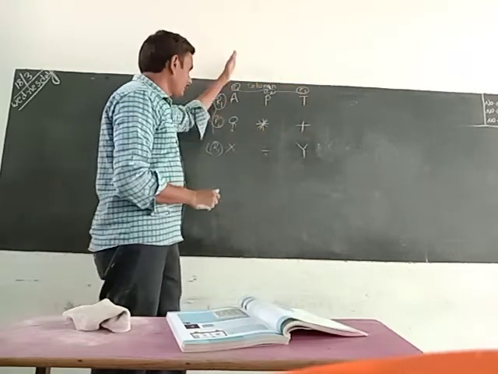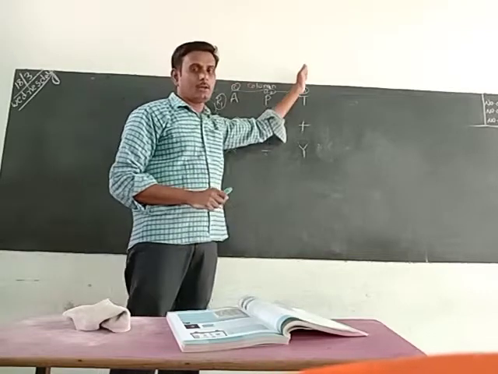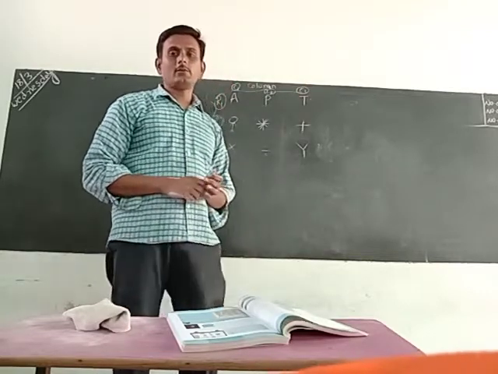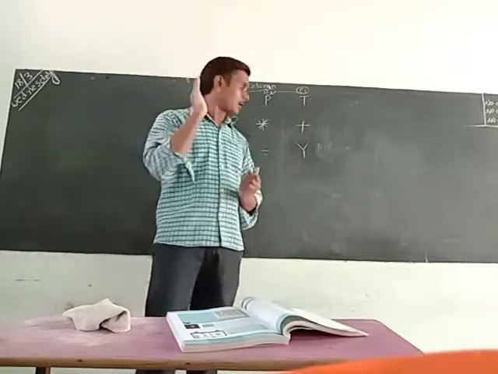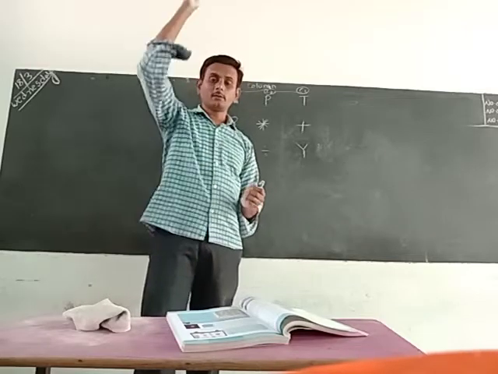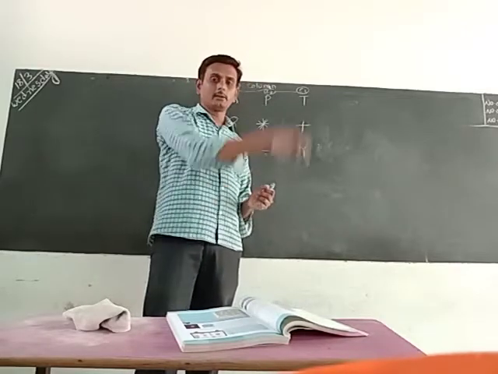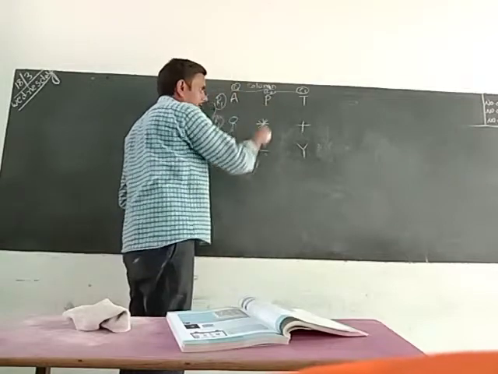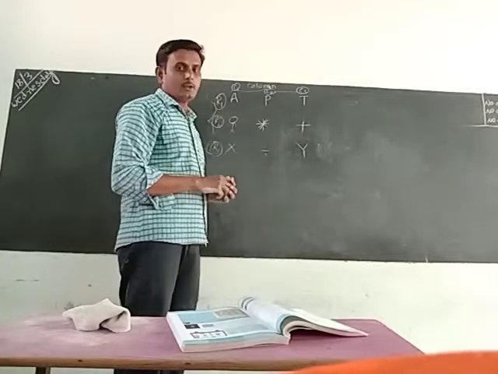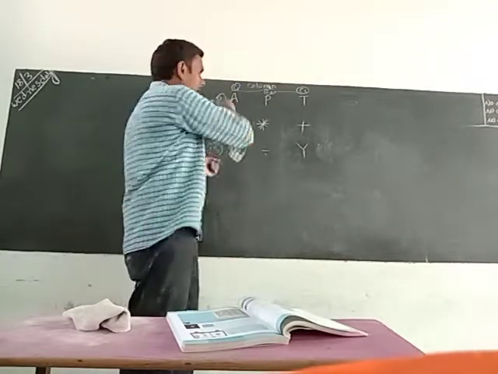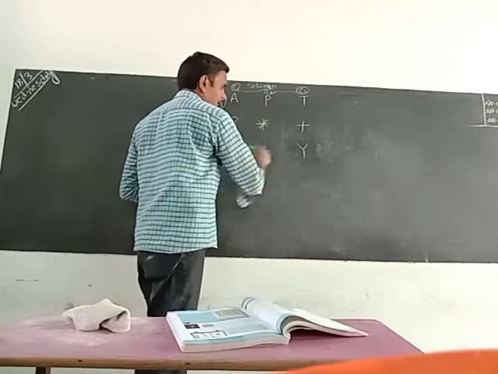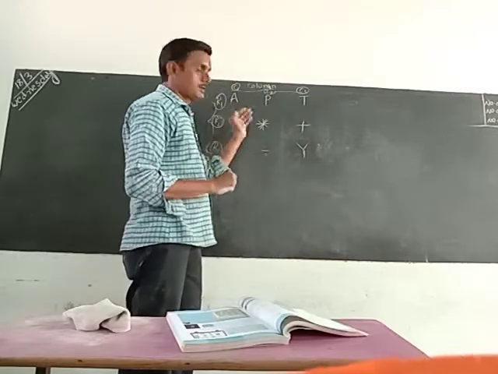That means for columns, we have to see vertically. Whenever we want to see columns, we follow the vertical. Vertical means this. Whenever we want to see rows, we follow the horizontal. Horizontal means this one. Rows and columns are here.